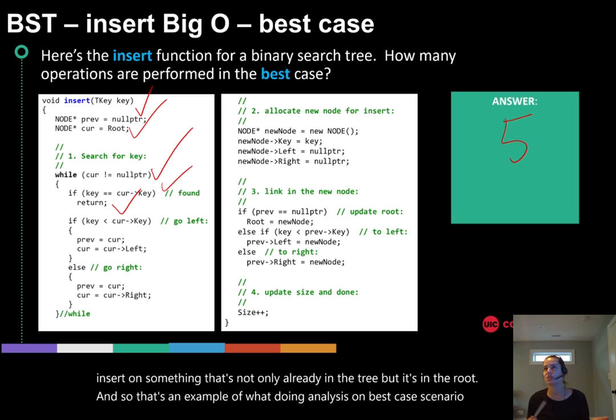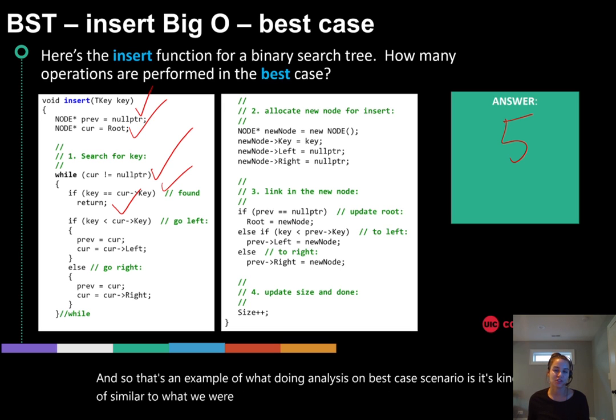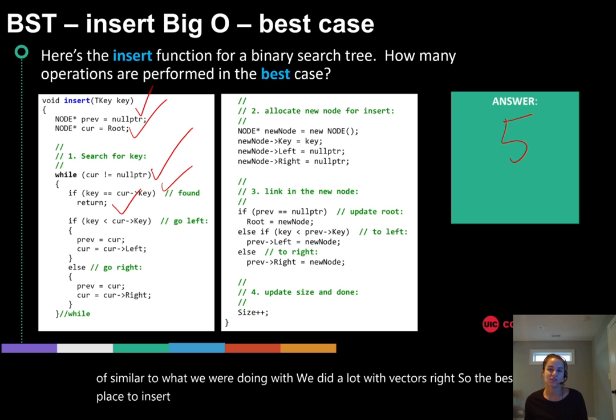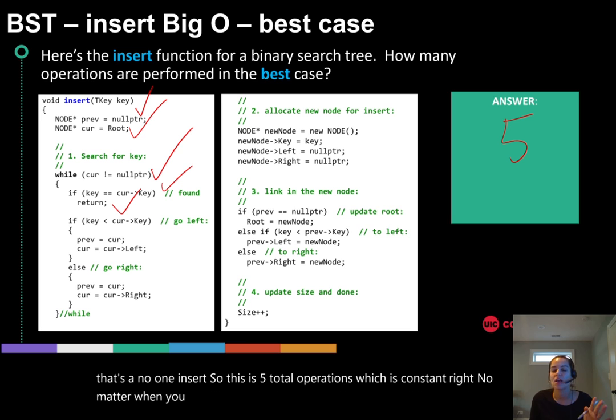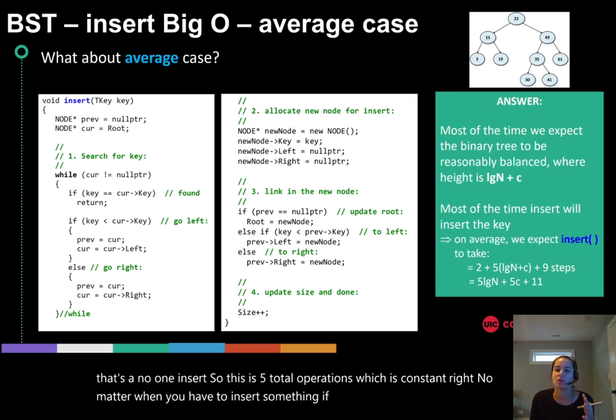It's similar to what we did a lot with vectors. The best place to insert on a vector is at the back of the list. That's the cheapest, so that's an O(1) insert. So this is 5 total operations, which is constant. No matter when you have to insert something, if it's at the root, it's always 5.